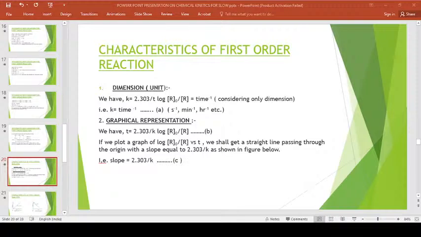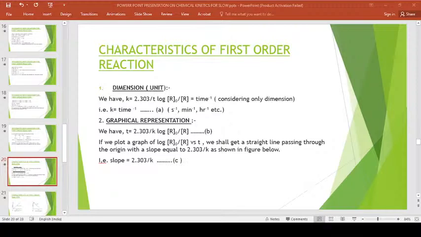It is very easy. For solving this, you have to use the concept of the formulas, that is t half equals 0.693 by k, and t equals 2.303 by k log of R naught divided by R. These two formulas you have to use for solving question number 1. Okay.